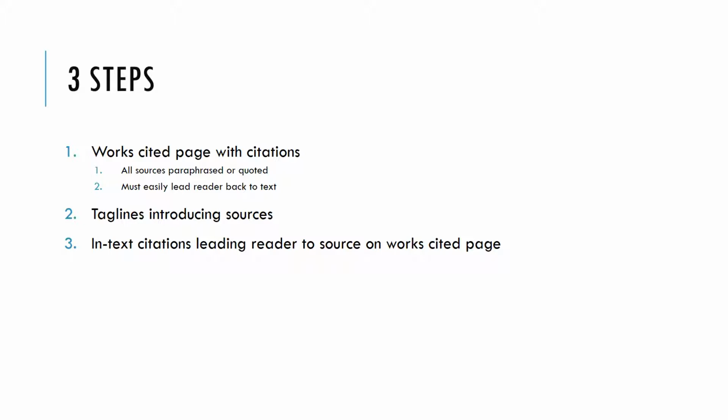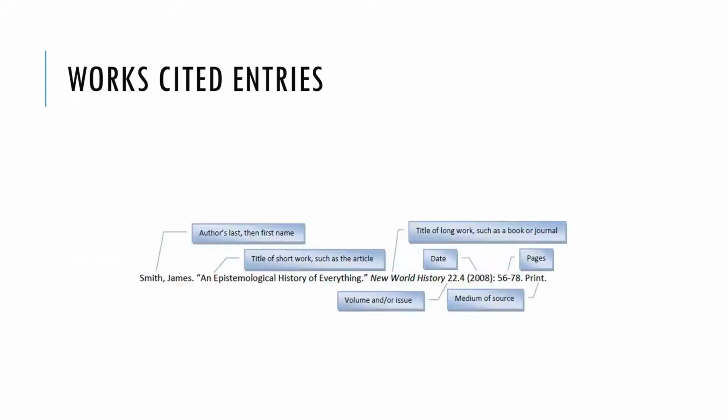What goes on that page are any sources that you paraphrase or quote in your paper, and ultimately the goal here is merely to lead the reader back to that original source, back to the text. That's what we need to get there. The second step is to create taglines which introduce your sources in the paper. And the third step is to create in-text citations which take your reader to the source on the works cited page. That's all they really need to do. We'll go into some specifics here.